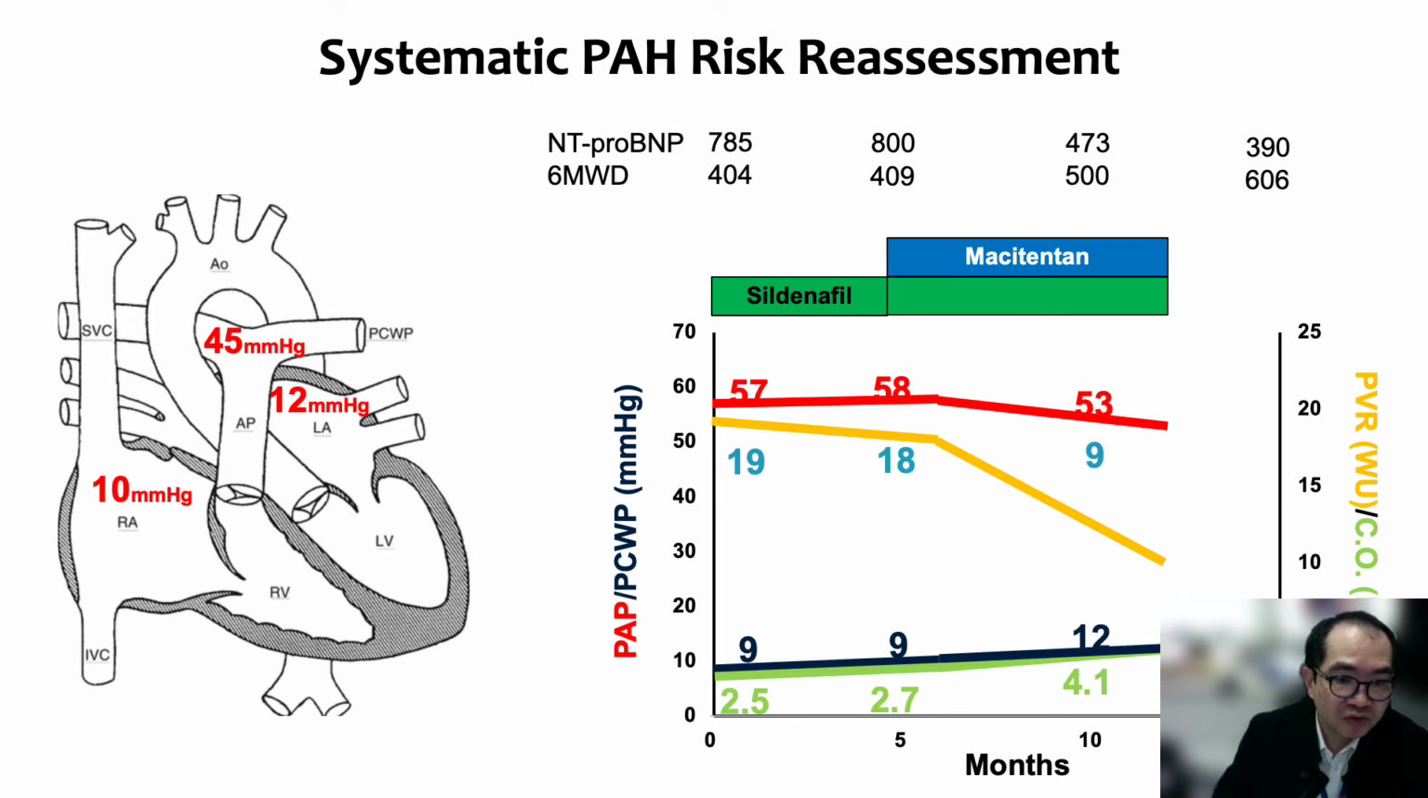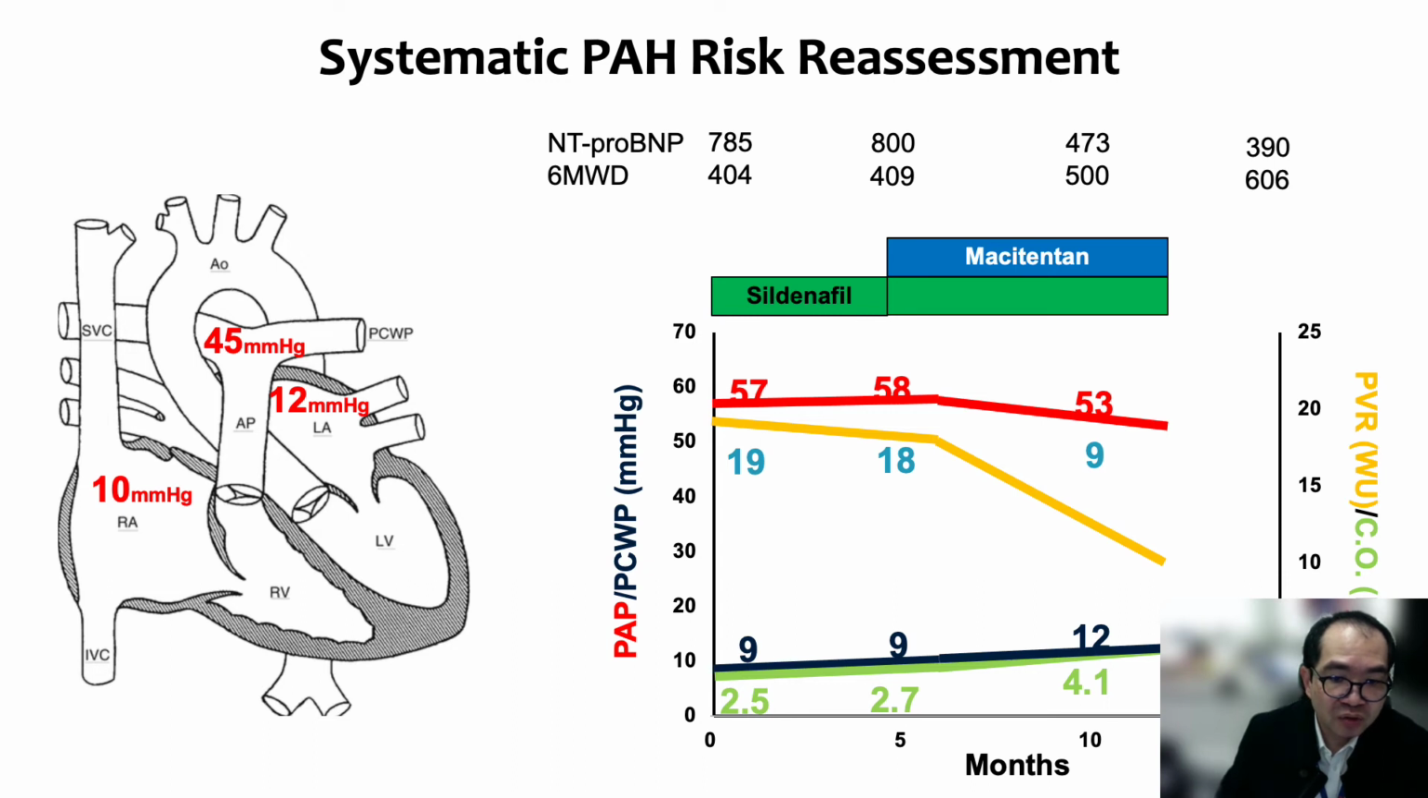This is a lady of 40 years old, and you can see how much functional impairment she has. And then we started her on sildenafil after the diagnosis, and at the 6-month follow-up, she claimed that she had improved a lot and was feeling much better. But in fact, if we do a more objective assessment, you can see that the NT-proBNP is not reducing, in fact it is increasing, and the 6-minute walking distance has hardly increased.